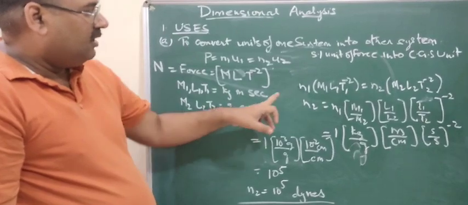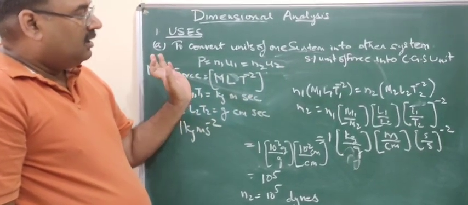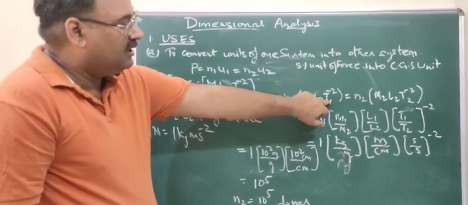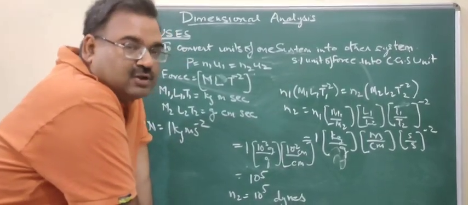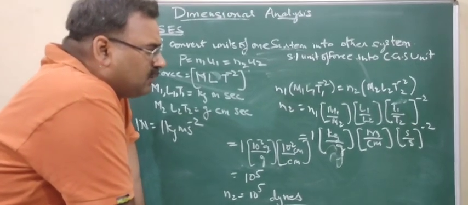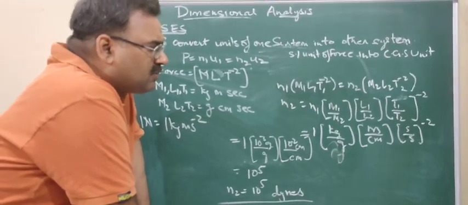So in this formula we put the numerical value as well as the dimensions. N1 M1 L1 T1 raised to power minus 2 equals N2 M2 L2 T2 raised to power minus 2. Now N2 equals N1 times M1 upon M2, L1 upon L2, and T1 upon T2 raised to power minus 2. Now we substitute the values of M1.